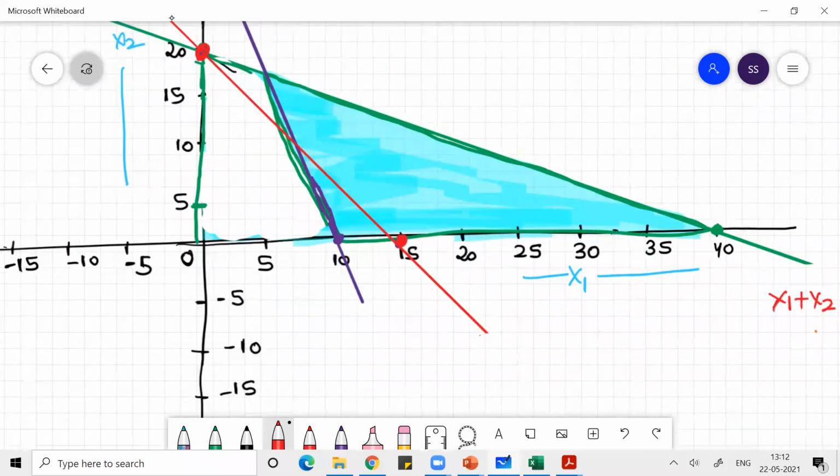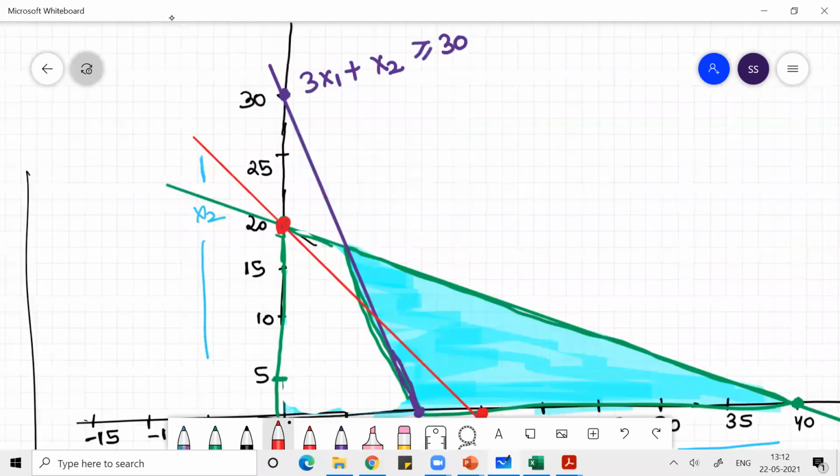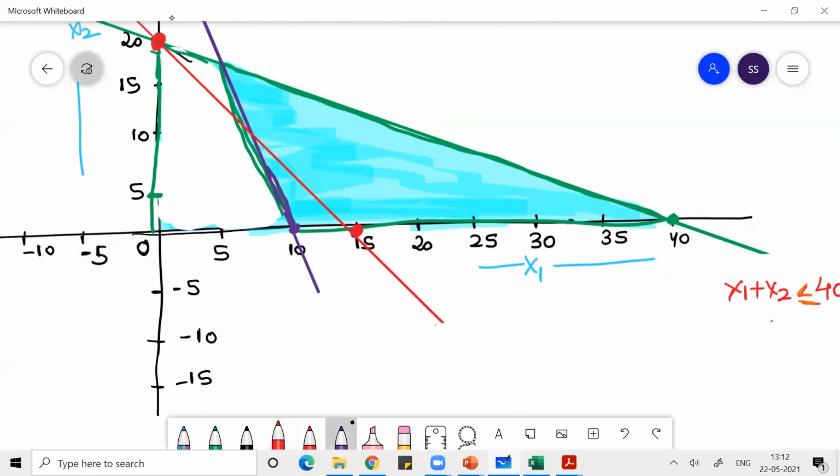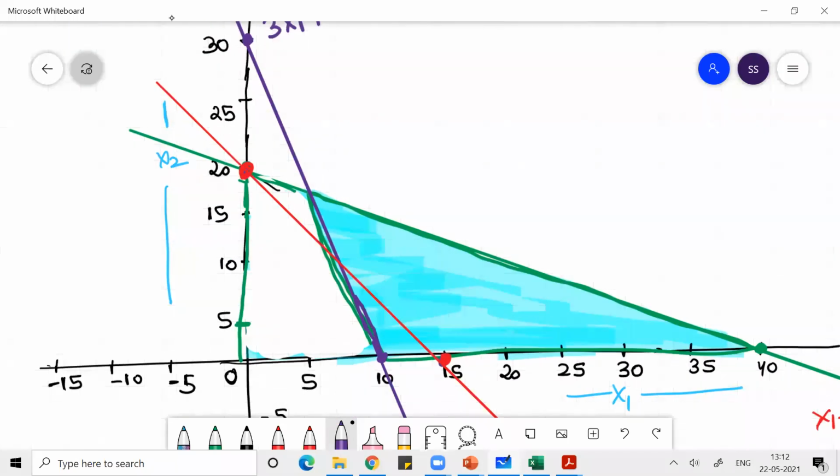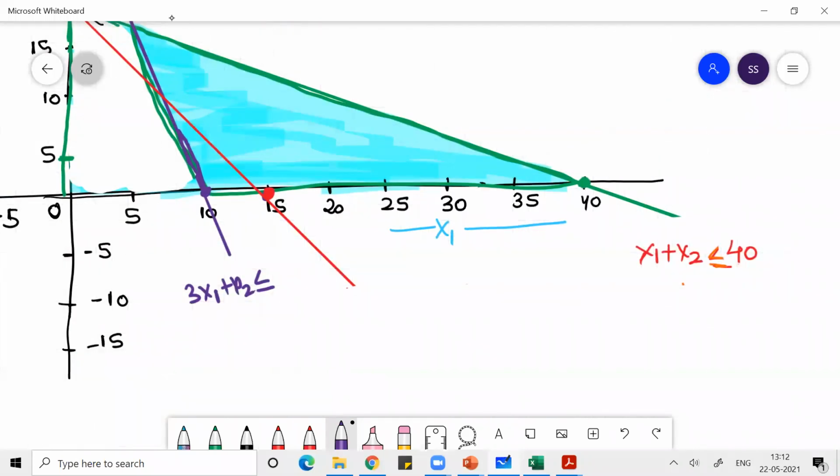So this blue color was which equation? Blue color was 3x1 plus x2 greater than or equal to 30. Red color here means 0, 20, 15, 0, that is 4x1 plus 3x2, and this also carries the inequality sign. It is greater than or equal to 60.